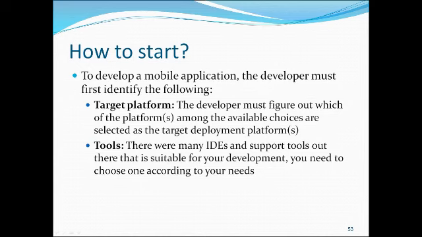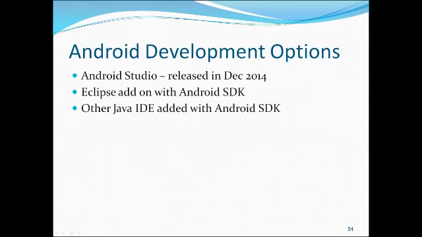You can select the different tools that allow you to get your job done. For example, in Android, you have various types of IDEs that allow you to write Android applications. For Android development, Android Studio, which was released in December 2014, some years after Android was made available, is the default option for developing Android applications today. You can also use other Java IDEs and add Android SDKs, including Eclipse, which was a very popular choice back then.